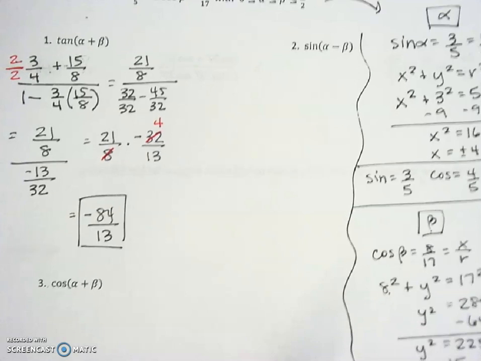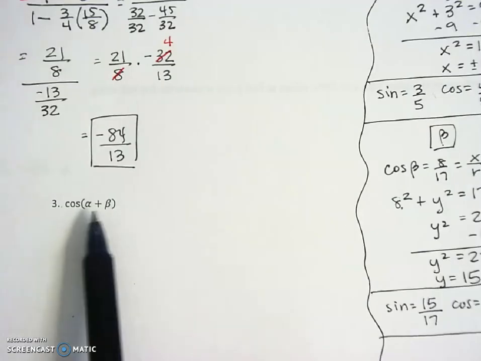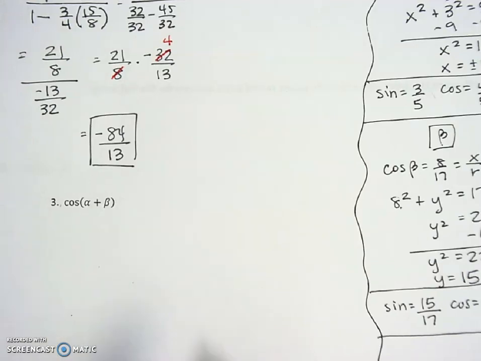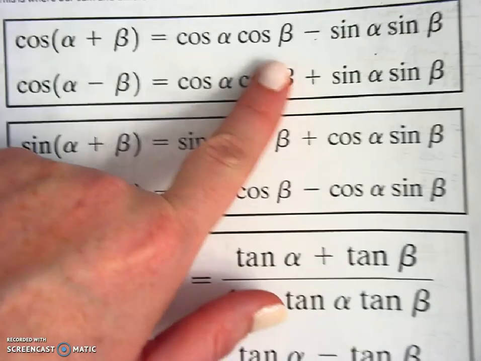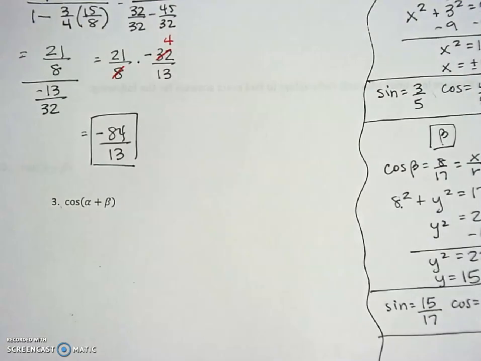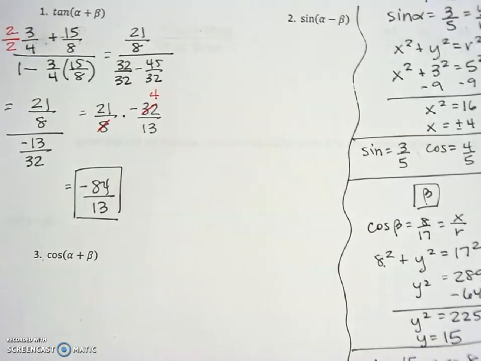Okay, so I want you to pause the video and try this cosine problem down here. Pause the video and then come back and try that. This is cosine of alpha plus beta, so you're going to be using the sum formula and using your cosine values and your sine value ratios that we already figured out. Actually, try both of these, number 2 and number 3.